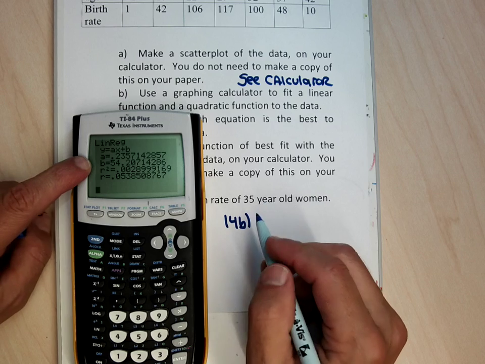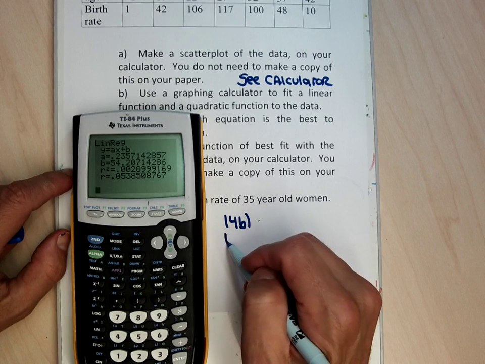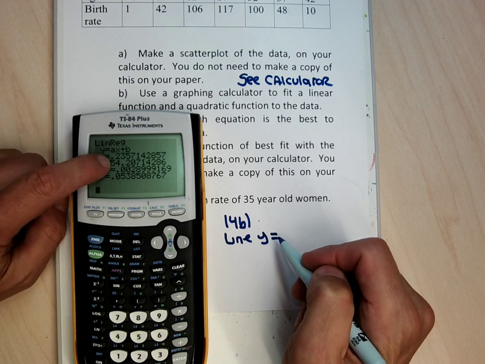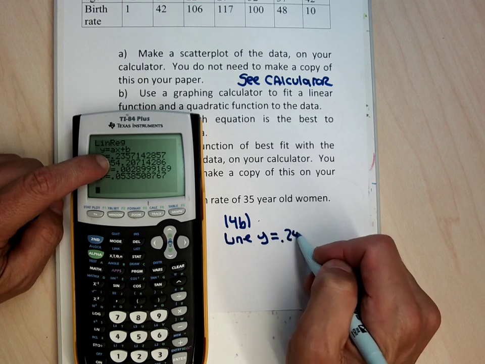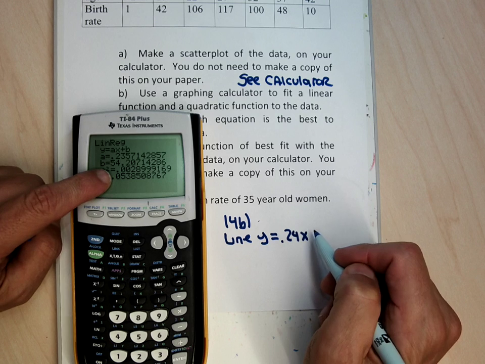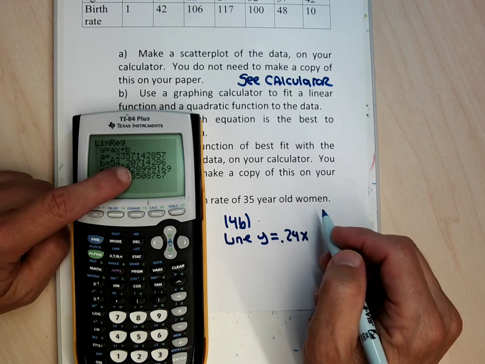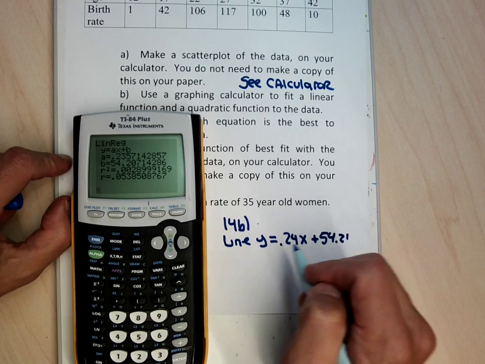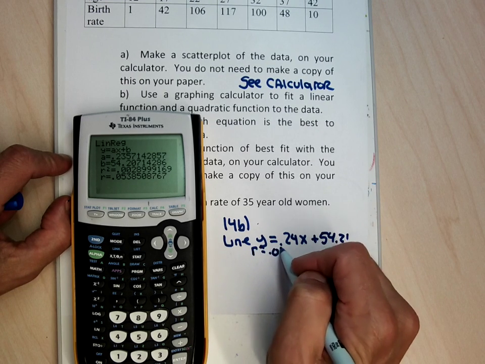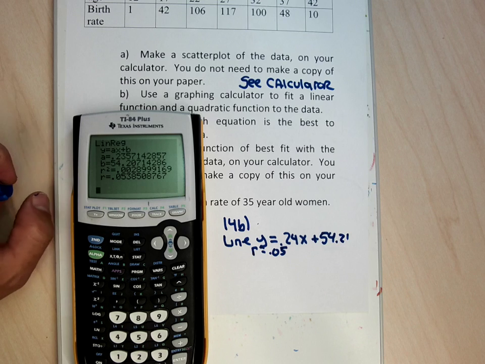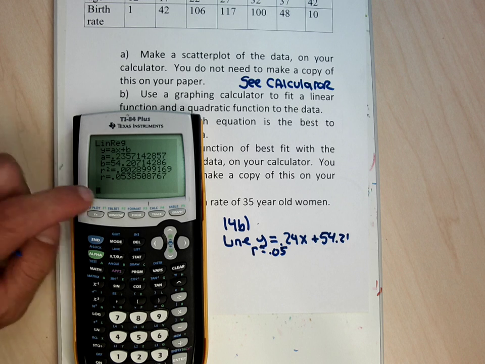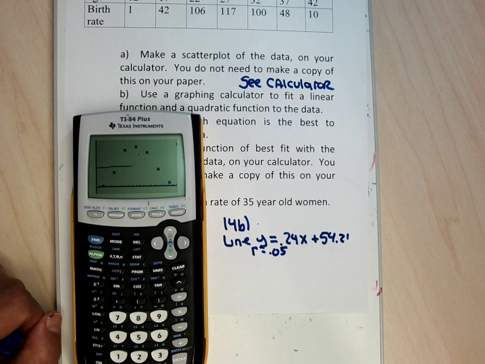I'm going to round to 2 decimals. So the equation I come up with for the line is y equals ax plus b, which I'm going to write as 0.24x plus 54.21. And look at that r. The r is 0.05. An r over 0.8 is good. An r of 0.05 is horrible. Although you can find an equation for a line that's the best fit to the data, it's not a very good fit.